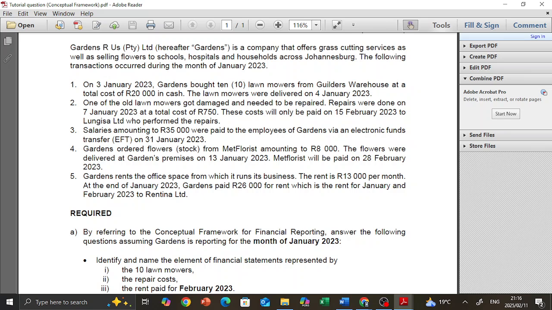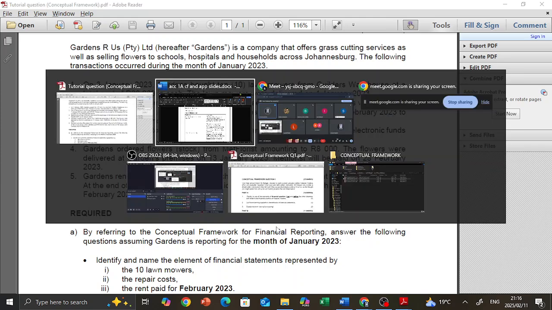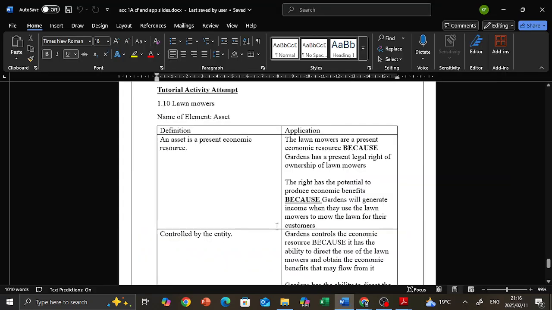Perfect, right? So they were delivered. Okay, so now what would the answer here be? Obviously, we did it yesterday, so I'm not going to dwell. The answer was asset. In your test paper, exam, semester test, whatever it is, okay?